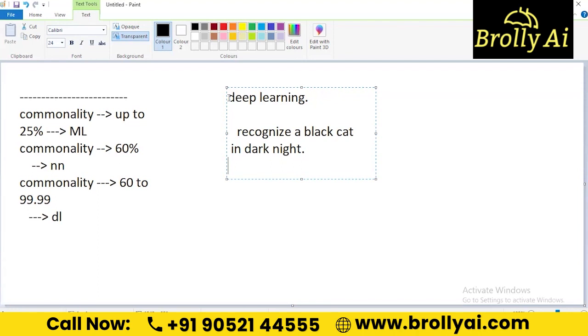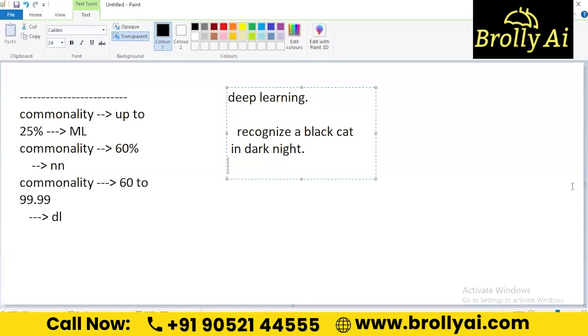Can't see, sir. You can't see, but you have a clue. You have a small clue for that. Recognize a black cat in a dark night. You have a small clue, that is a spark of the eyes of the cat. Got it. So such kind of complex predictions also can be done with deep learning.